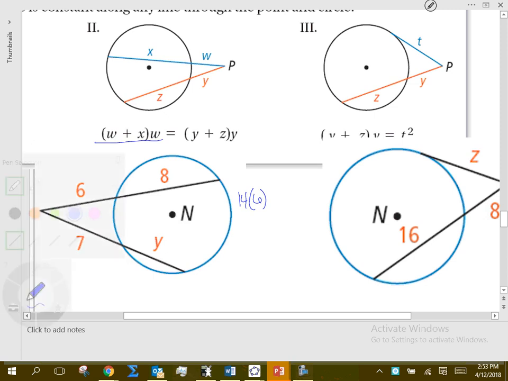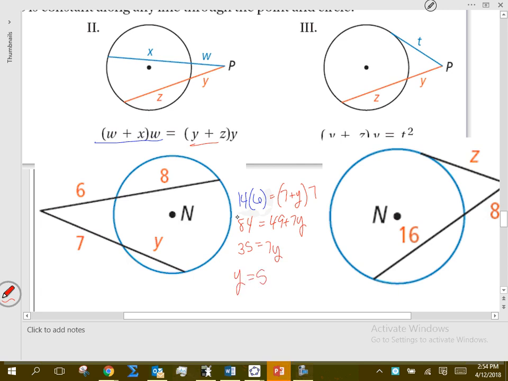Now if I do the bottom one, okay, it's Y plus Z, which was the entire secant. So what's the entire secant here? 7 plus Y. Okay, make sure we're adding them. And now what's the outside part? 7. Okay, so now we should be able to solve that, right? That's a multi-step equation. Multiply these together, you get 84. Gives you 49 plus 7Y. 35 is equal to 7Y. Y ends up being 5.